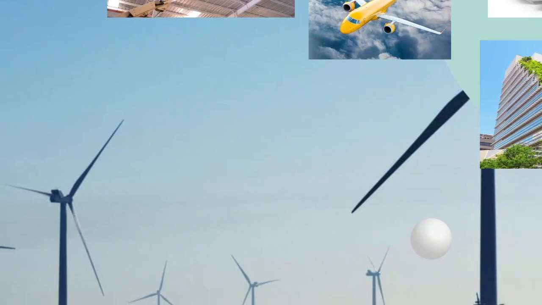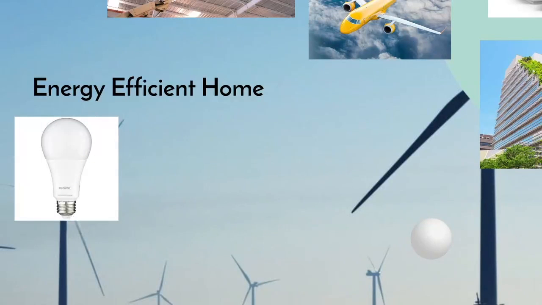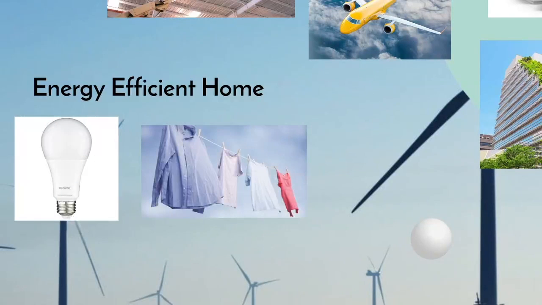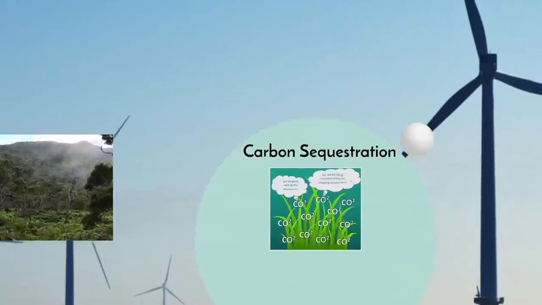There are also things you can do in your own home to be more energy efficient. Changing your light bulbs to LEDs, hanging your clothes instead of using your dryer, washing your clothes in cold water, and turning off lights when not in use are all examples of energy efficiency.